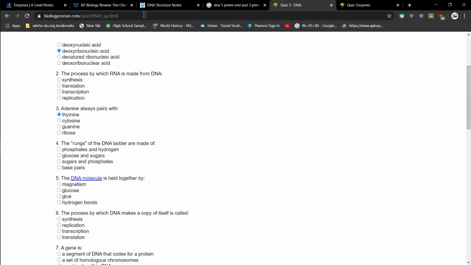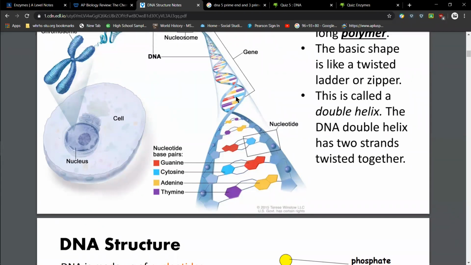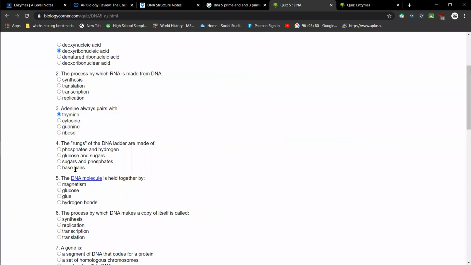Okay, so it seems like a few of you got this one wrong, but if you remember what I said, we considered this the backbone of the ladder. So it wasn't 3, because the sugars and phosphates make up the backbone, but then the rungs of the ladder are made up of the base pairs. Remember, adenine, thymine, guanine, cytosine. So it kind of looks like a ladder, and then these would be the rungs. So that's how they came up with that. So it was base pair.